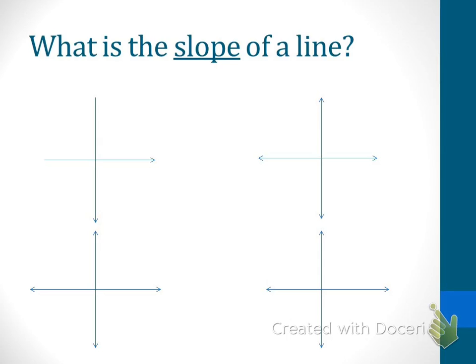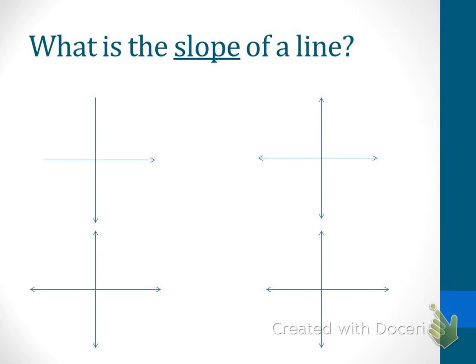The first thing you need to know, and you're going to do this on your regular paper, I just want you to draw 4 coordinate planes. Your x and your y-axis, just go ahead and draw them exactly how you see them on my screen. What is the slope of a line? Just draw these 4 grids on your regular paper. Okay?